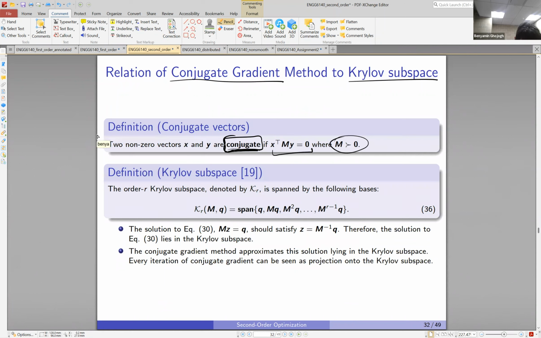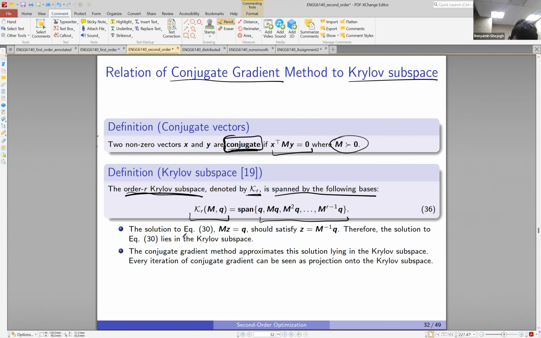Okay, now we know that the order r Krylov subspace, denoted by K_r, is spanned by the following bases. What do I mean by spanned? Span means that these are the basis vectors for this space. So a linear combination of these vectors makes this space, and it's denoted by this.